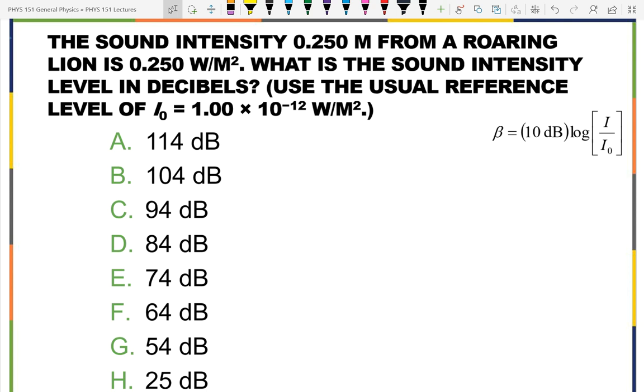Okay, our one and only clicker question for the day, and give me a second because okay, it's open now. This is the last clicker question of the semester. The sound intensity 0.250 meters from a roaring lion is 0.250 watts per meter squared. What's the sound intensity level in decibels?